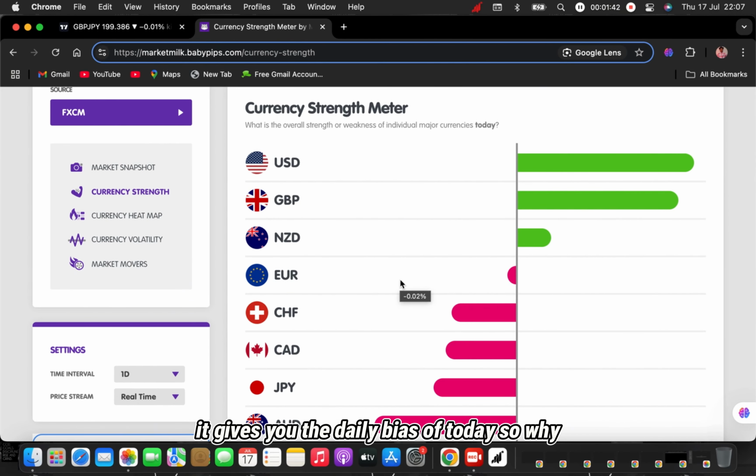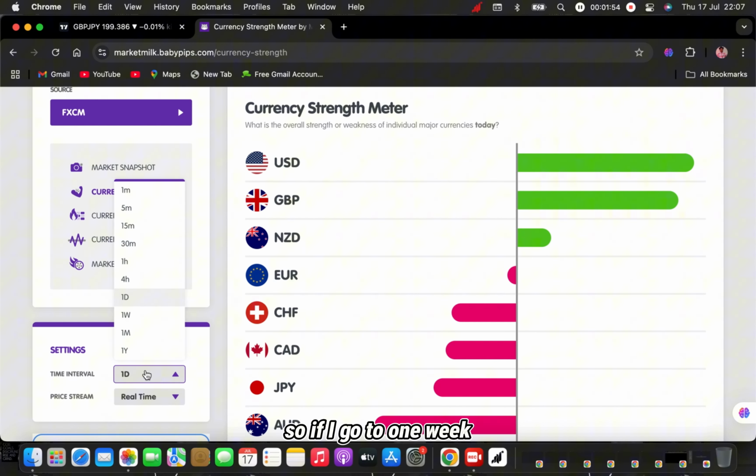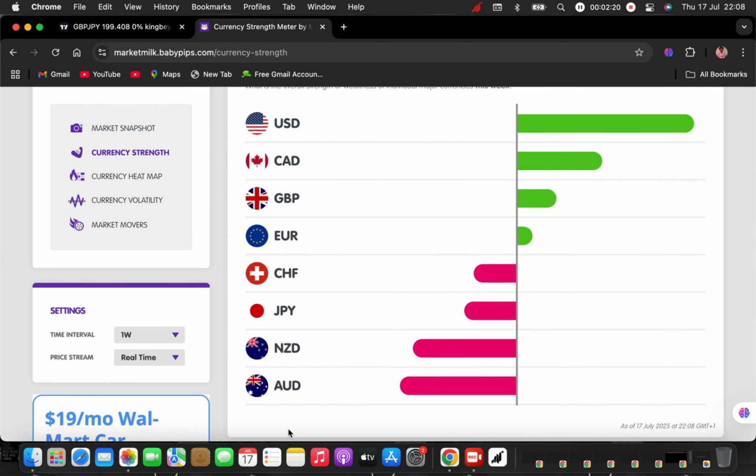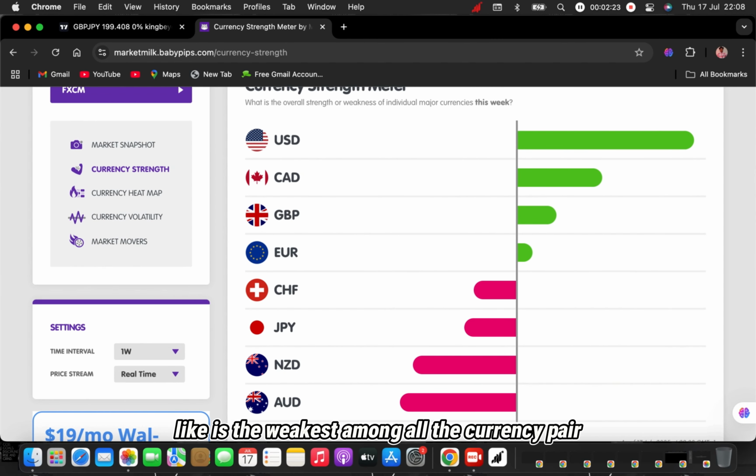So it gives you the daily bias of today. Why? Because this is one day. So it's telling you the currency that is strong today and the currency that is weak today. If I go to 1 week, it gives me the currency that is strong this week. And this week starts from Monday to Friday, and today is Thursday. So that means from Monday till this Thursday, US dollar has been strong, while Australian dollar has been weak, the weakest among all the currencies.